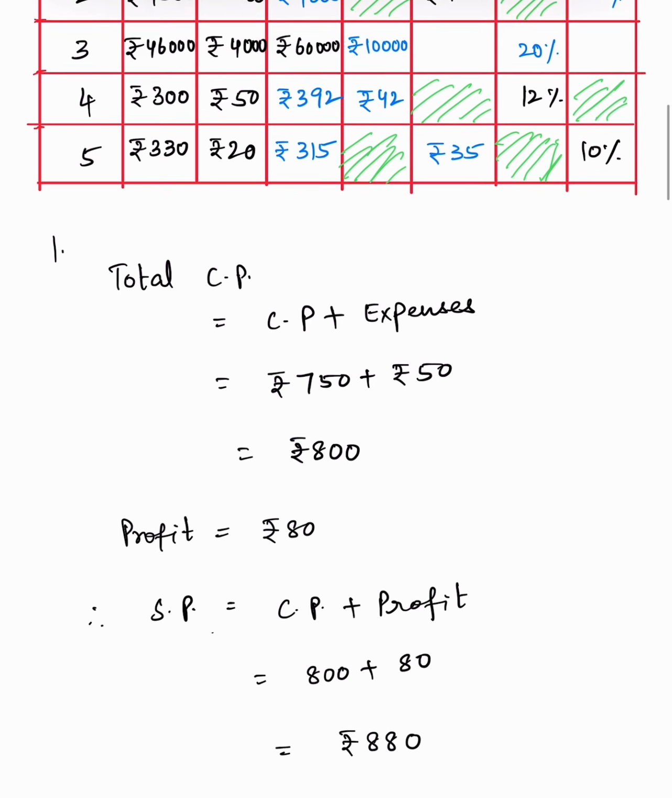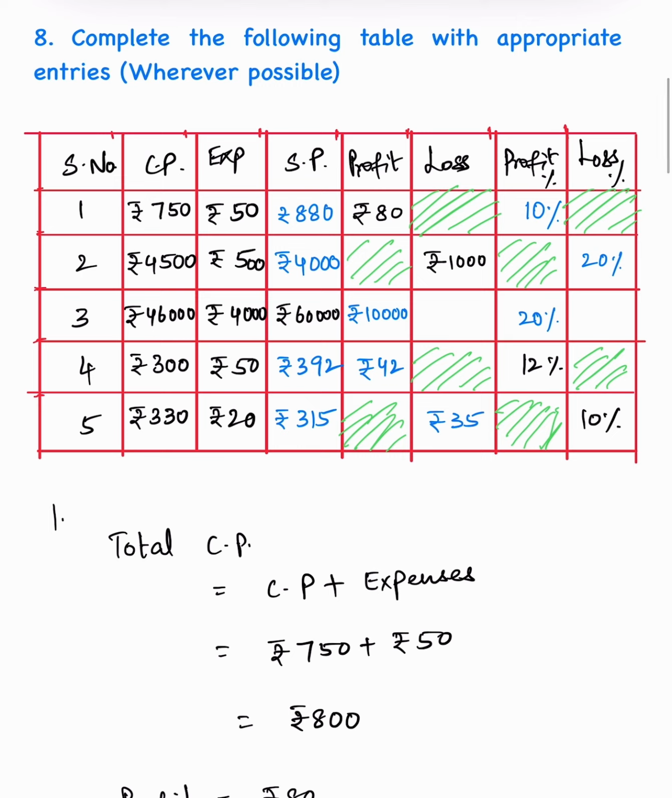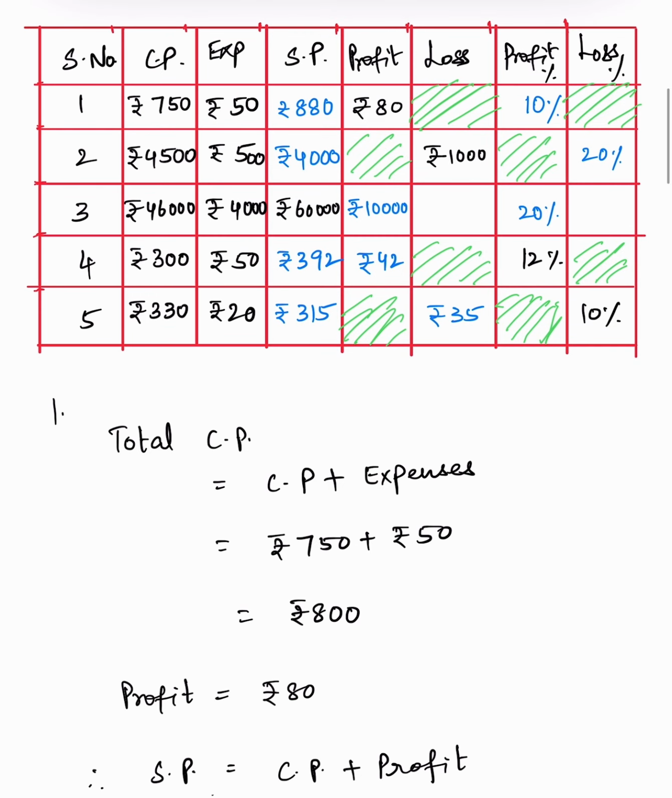Okay, total cost price. First problem, total cost price. What is the total cost price? If someone bought an item for some price, we call it the cost price. It is the price at which the item is bought. But if there are some expenses on that particular product, then we have to include those expenses also in the cost price. So the total cost price is cost price given plus expenses. So the total cost price here is rupees 750 plus 50, which is equal to 800 rupees.